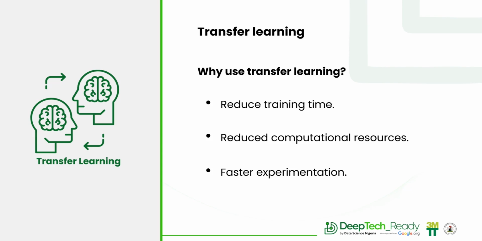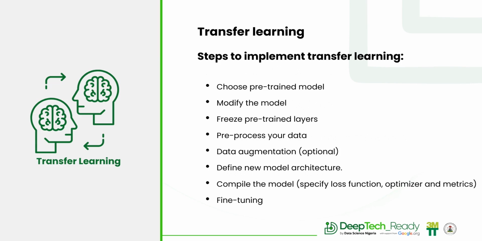So that's the reason why I'm introducing you to transfer learning. So what are the steps involved in implementing transfer learning? Before we go into the hands-on, first you need to choose a pre-trained model. So you could say you want to use a ResNet model or an ImageNet model or a VGG model, right? So you have to choose a pre-trained model that suits your data. Then you need to modify the model. Now, how do we modify the model? You can freeze the pre-trained layers.